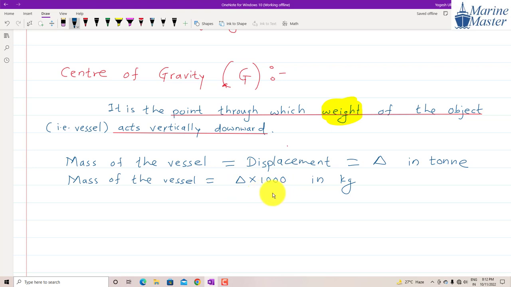Now try to see the scenario, guys. Now we are going to understand the weight of the vessel. Just a few minutes before, we have seen weight means m into g. So what will be the relation for the weight of the vessel? Mass of vessel.